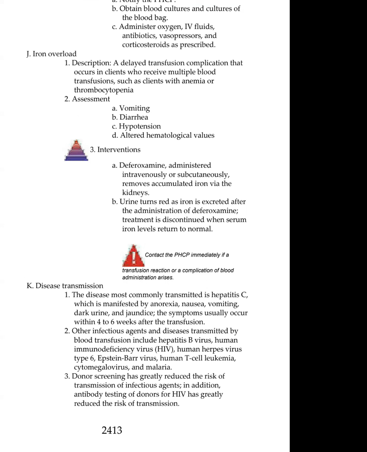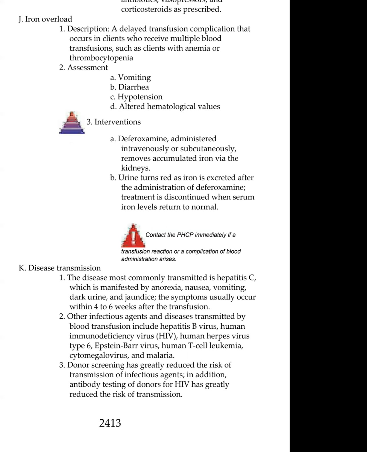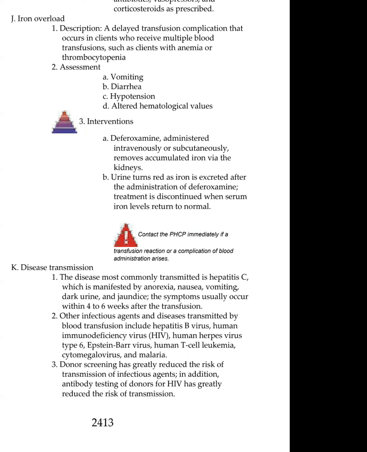Now, disease transmission. The disease most commonly transmitted is hepatitis C. It is common mostly in kidney diseases, in patients who are dependent on hemodialysis, which is manifested by anorexia, nausea, vomiting, dark urine, and jaundice. The symptoms usually occur within 4 to 6 weeks after transfusion.